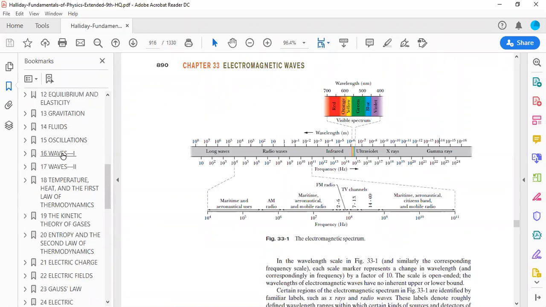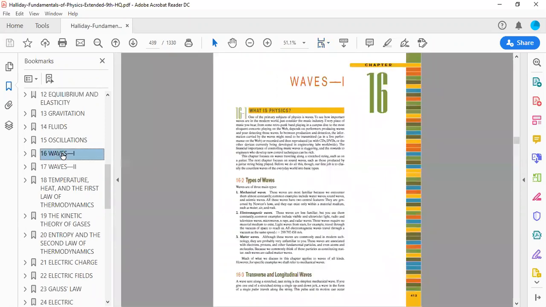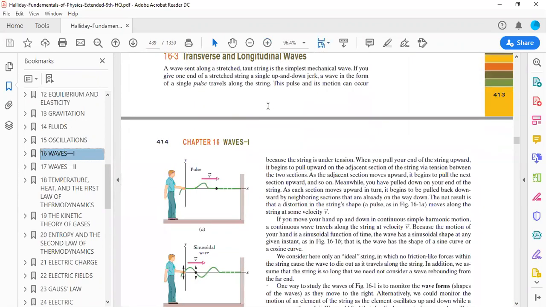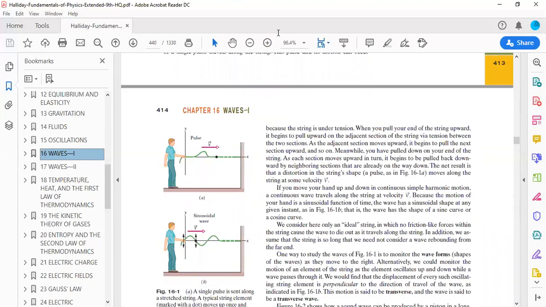Sorry, first of all, we will describe what is a wave, and then some properties of the wave, and how waves can be described in mathematical form.